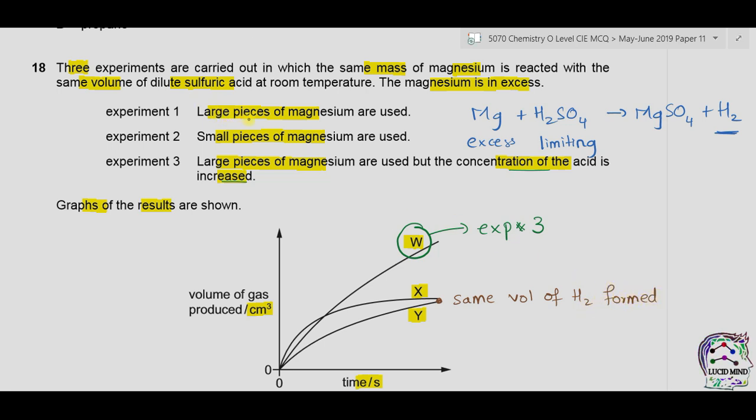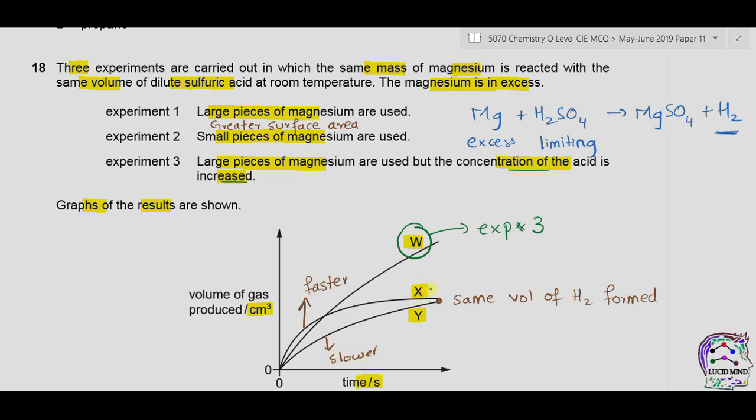But in experiment 1, large pieces of magnesium were used, and in experiment 2, small pieces of magnesium are used. So small pieces means greater surface area, and greater surface area means faster chemical reaction. So faster chemical reaction can be found out by looking at the graph. The one that is steep will be faster and the one that is less steep is slower.